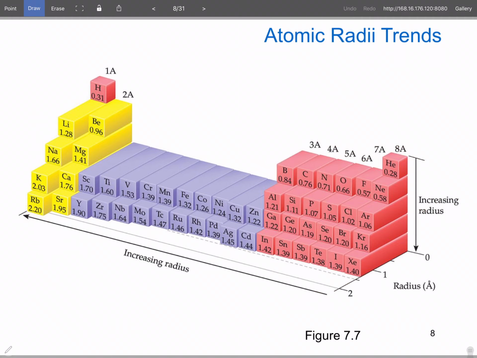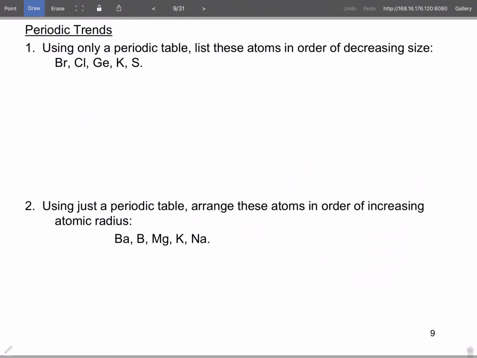Okay? This is the figure they give you in your text, and this just doesn't work for me. You can kind of see that down here we're increasing this way and this way, but it blows my mind, so I can't do that one.